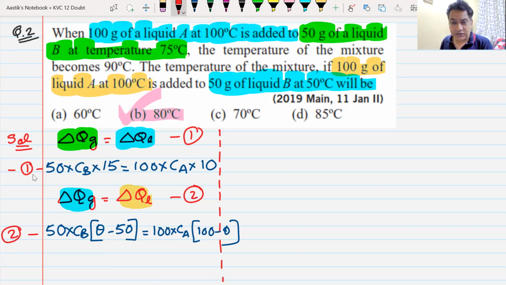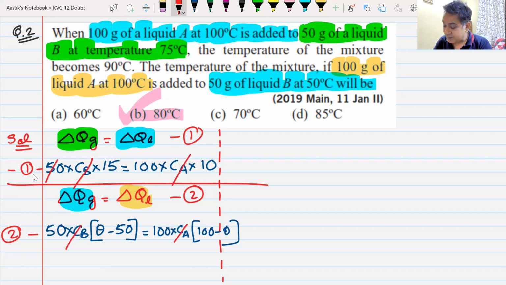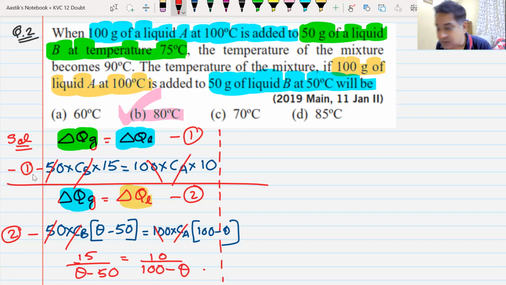Now, how do you solve this equation? You have a variety of ways in which you can solve it, many different ways. What I would have done is divide equation 1 by 2. When I divide, these gentlemen simply go away. 50 and 50 go away. 100 and 100 go away. So what I have is a very simple equation: 15 divided by theta minus 50 is equal to 10 divided by 100 minus theta. From here, you can easily calculate the value of theta. Do we understand this? Yes or no? Yes, sir.